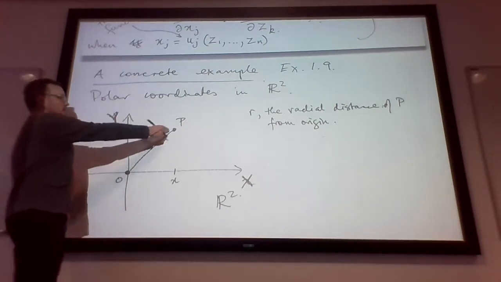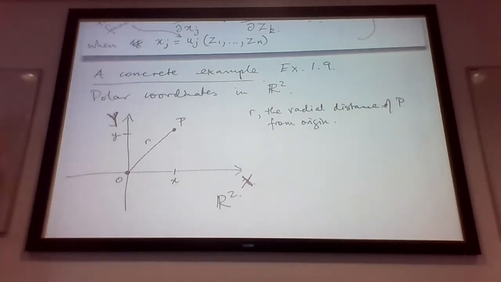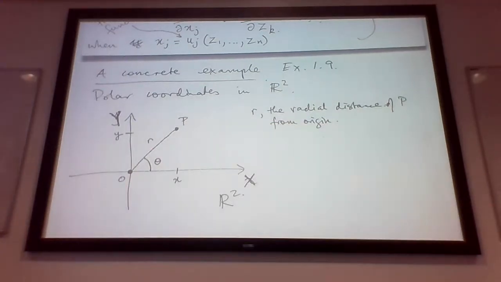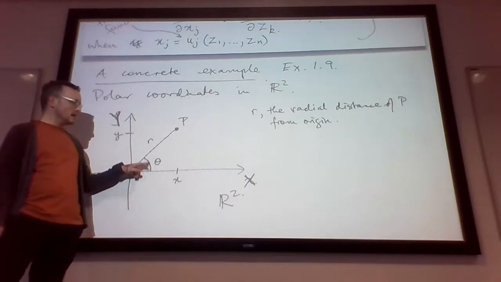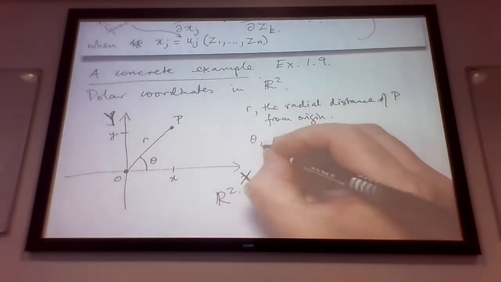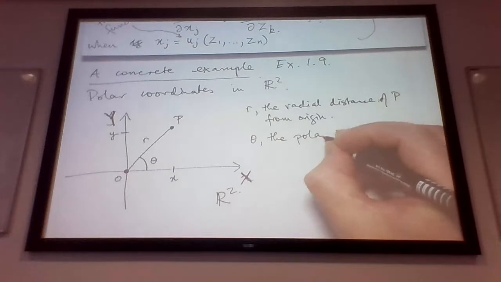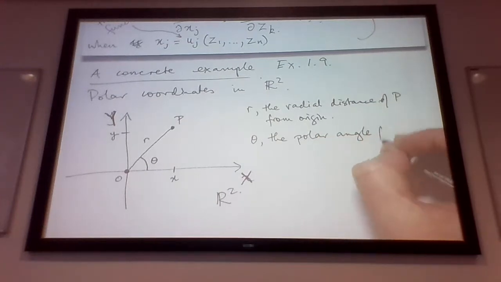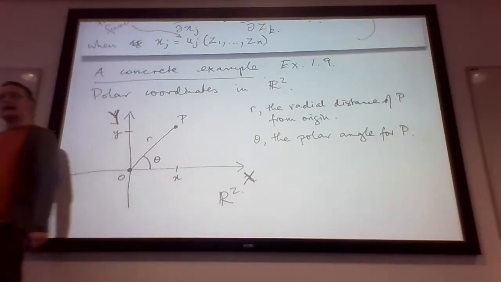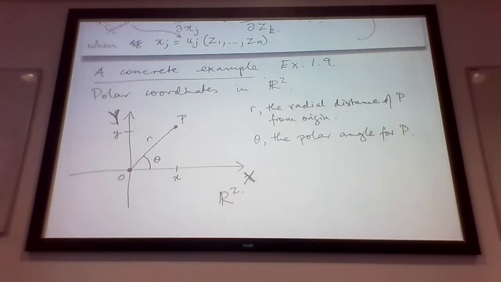Of course, all it does is pin down the point P to a whole circle's worth of points, because they all have the same radial distance from the origin. So to fully pin the point P down, we can also give the measure of this angle here, theta. Theta is called the polar angle for the point P: the angle that the radius line makes with the positive sense of the x-axis.